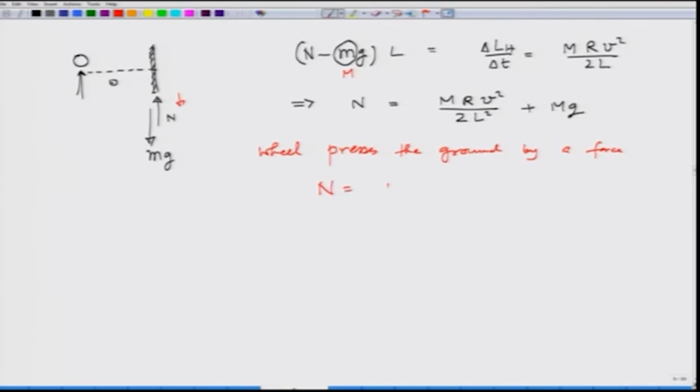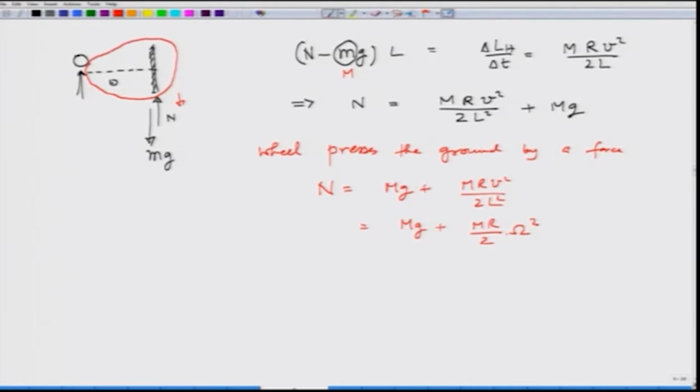N equals mg plus mr v square over 2 L square, which I also can write as mg plus mr over 2 omega square. So, you see it helps in grinding. Now, as a result, what is going to happen if I were to take this whole assembly? It is not moving in the vertical direction.